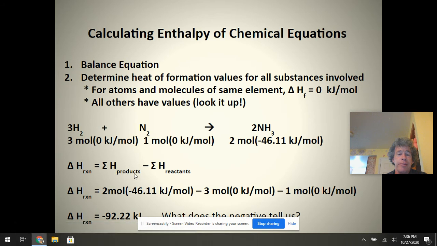Then we need to take the sum of the products. Well, here there's only one product, but there's 2 moles of it. So 2 moles times negative 46.11 kilojoules per mole. Then subtract from that the reactants. So minus then 3 moles times 0 kilojoules per mole, minus again 1 mole times 0 kilojoules per mole. Well, these are both 0 kilojoules per mole, so they all kind of cancel out. And we're just left with 2 times negative 46.11, or negative 92.22 kilojoules. And so what that's saying is that when this reaction occurs, you're giving off a little over 92 kilojoules of energy, so the surroundings will get hot. That would be an exothermic reaction.